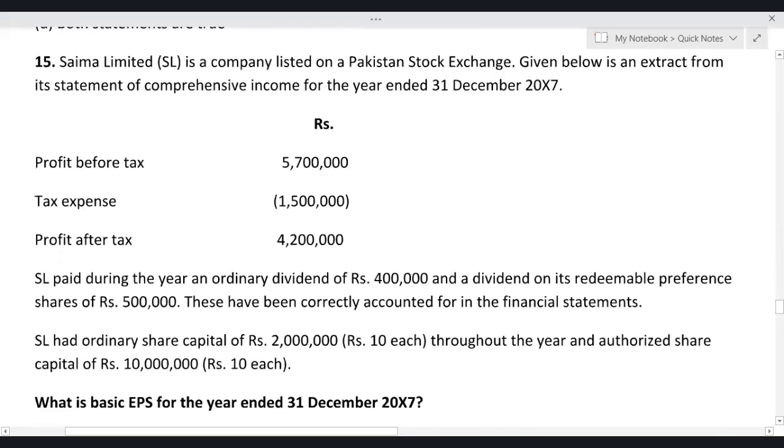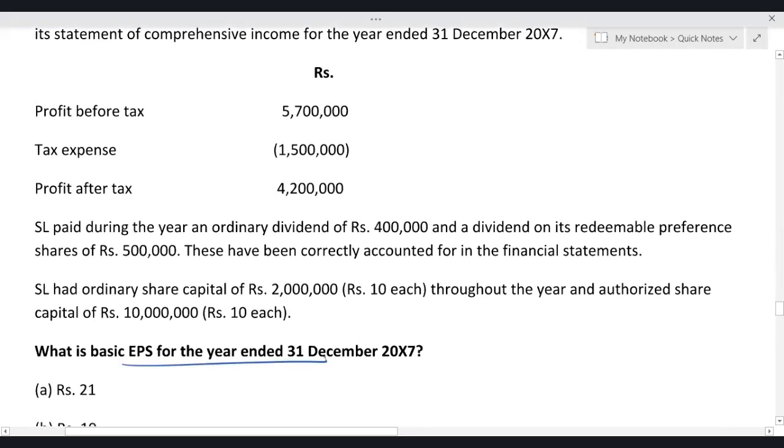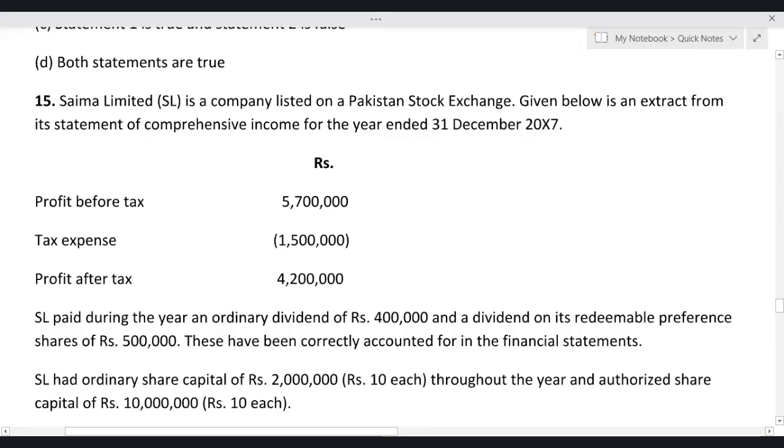Okay, what are they asking? Simply they're asking basic EPS. Sama Limited is a company listed on Pakistan Stock Exchange. Given below is an extract from the statement of comprehensive income for the year ended December X7. We have profit before tax, and this is profit after tax. Sama Limited paid during the year an ordinary dividend of 4 lakh.